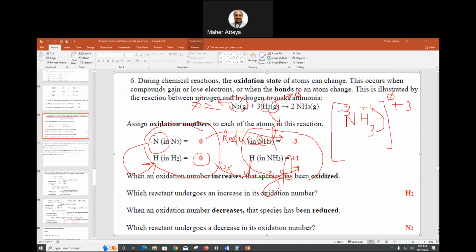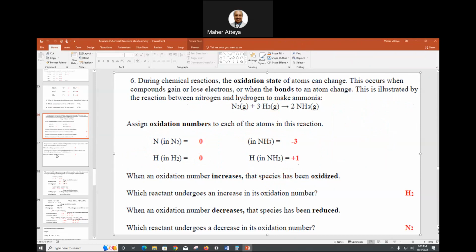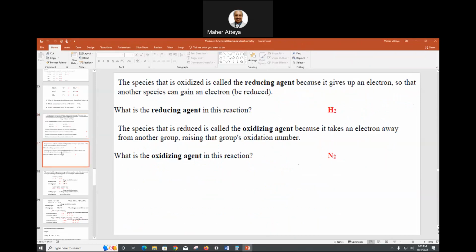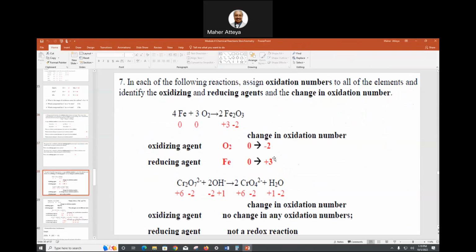Let's look at another example here. Okay, that will give you a reducing agent. That's the answer. But let's look at another example here.